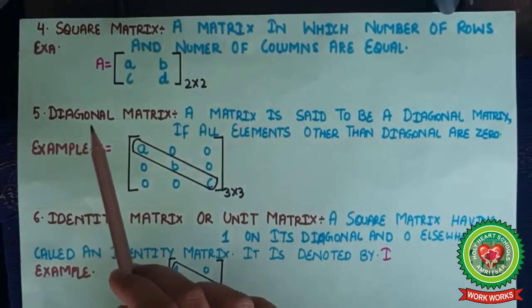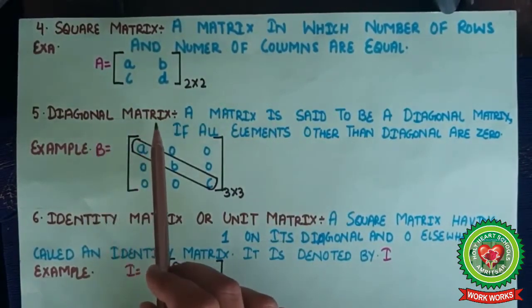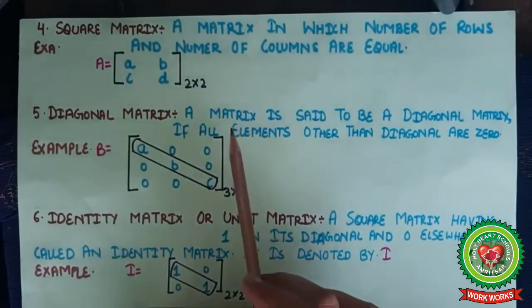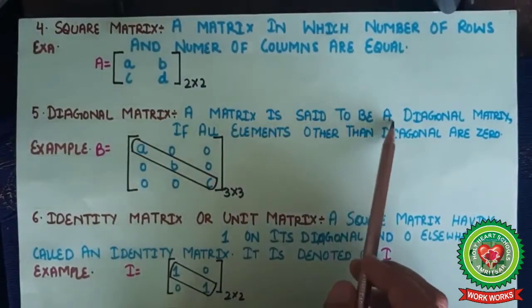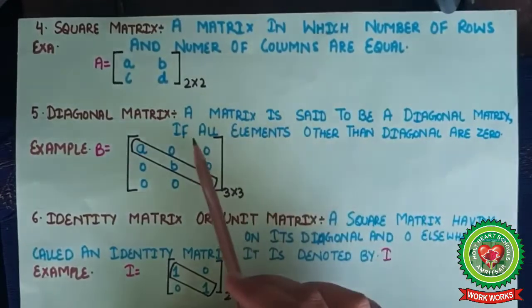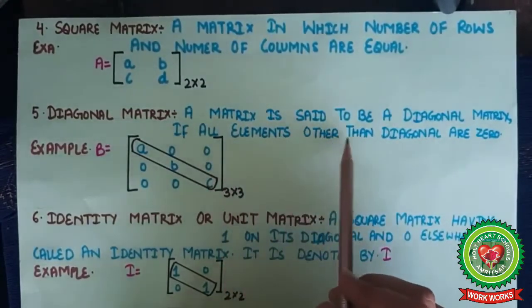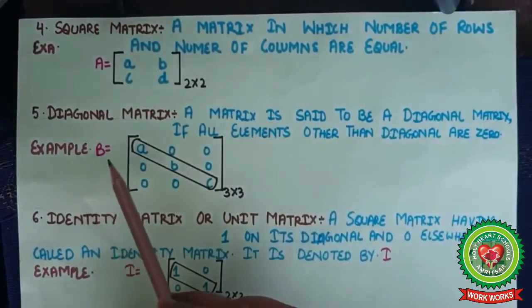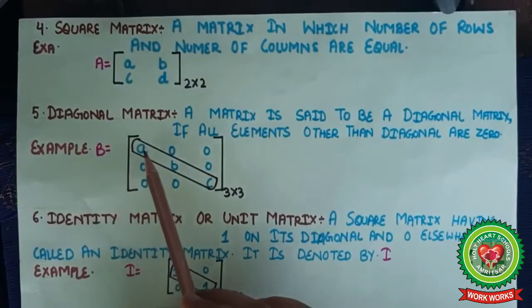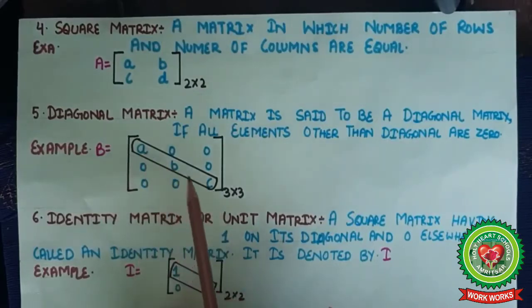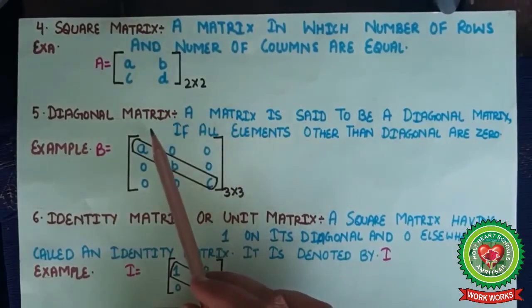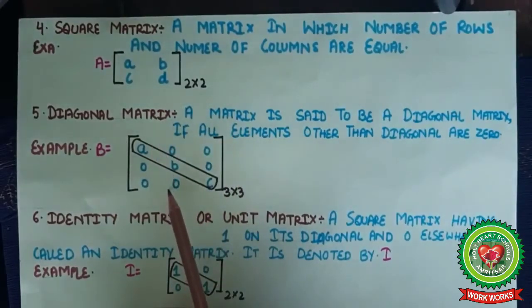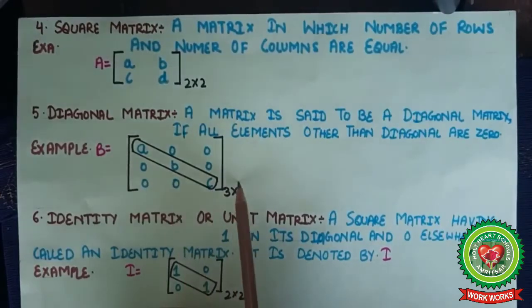Next, fifth type of matrix is diagonal matrix. What is diagonal matrix? A matrix is said to be a diagonal matrix if all the elements other than the diagonal are 0. Here see the example. Matrix B I have written. Here only diagonal elements are non-zero, rest all the elements are 0. So therefore it is known as diagonal matrix. This is of order 3 by 3.